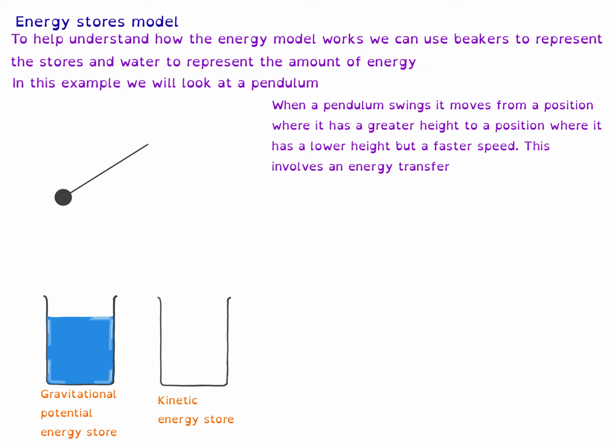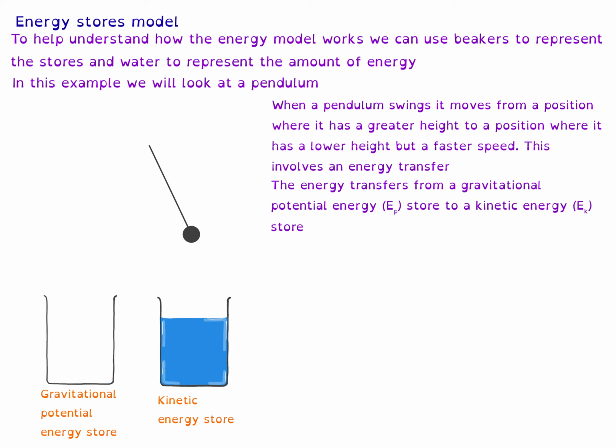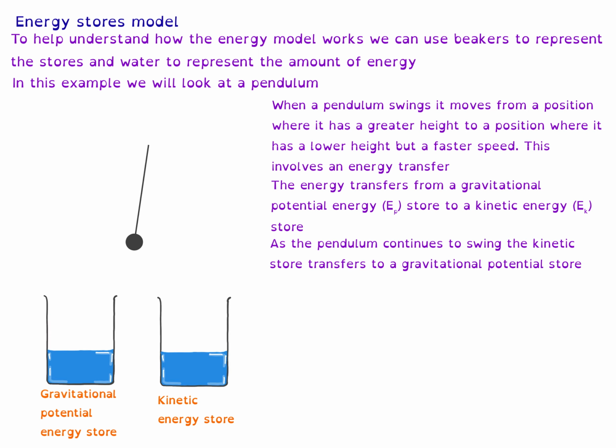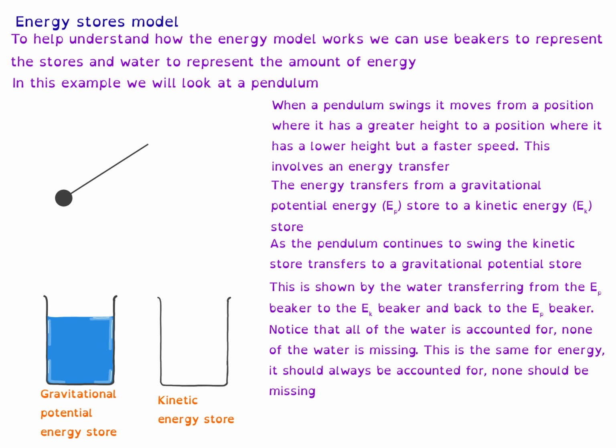This involves an energy transfer. The energy transfers from a gravitational potential energy store to a kinetic energy store. As the pendulum continues to swing, the kinetic store transfers to a gravitational potential store. This is shown by the water transferring from the gravitational potential beaker to the kinetic beaker and back to the gravitational potential beaker. Notice that all of the water is accounted for, none of the water is missing. This is the same for energy. It should always be accounted for, none should be missing.